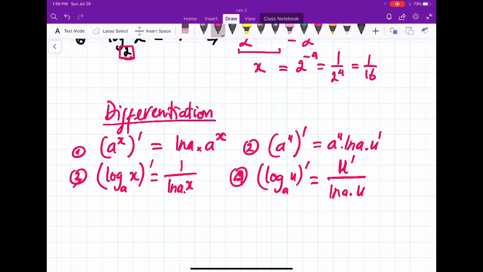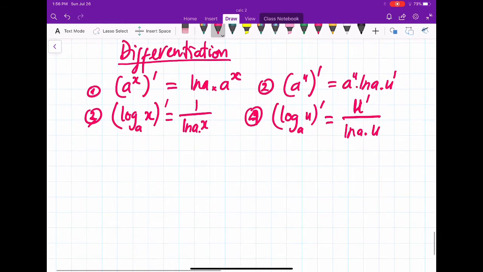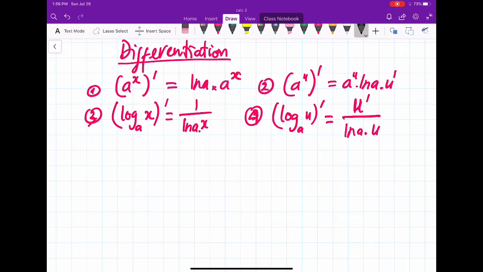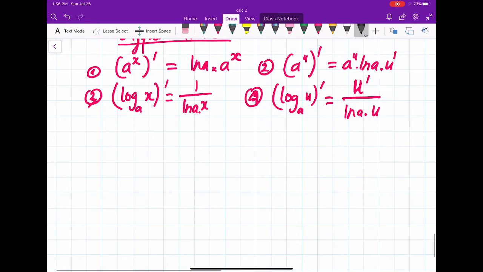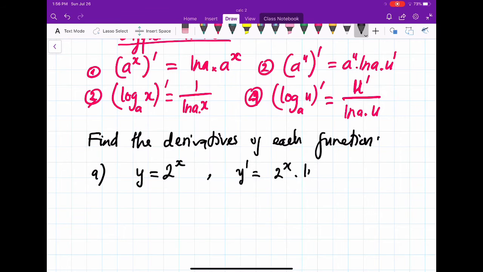Again, please make a formula sheet for yourself. And you can see the proof of these formulas in the textbook. They are pretty easy. Let's move to examples. Let's find the derivative of the following function. First function, y equal to 2 to the x, right? We just saw that. We just graphed this function. So by the formula, we get y prime equal to 2 to the x times ln of 2.